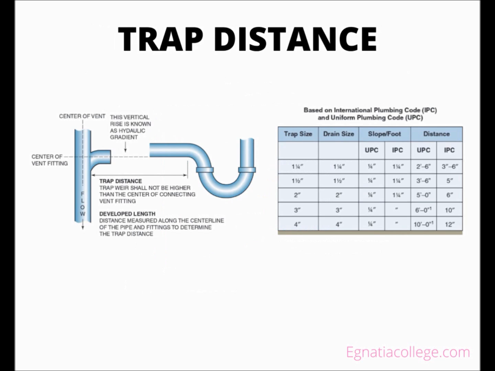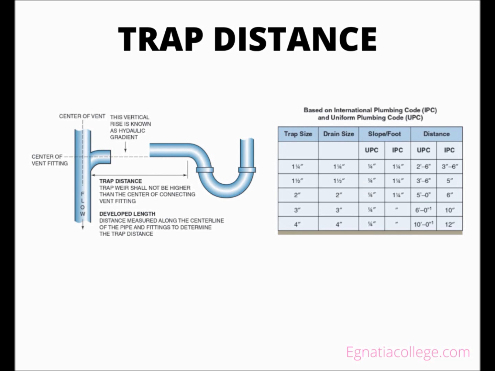Trap distance. An important layout consideration based on DWV codes is the location of a fixture trap in relation to its protective vent. Codes that regulate the maximum distance a trap can be located from a vent, trap distance, are based on the size of the drain and trap.